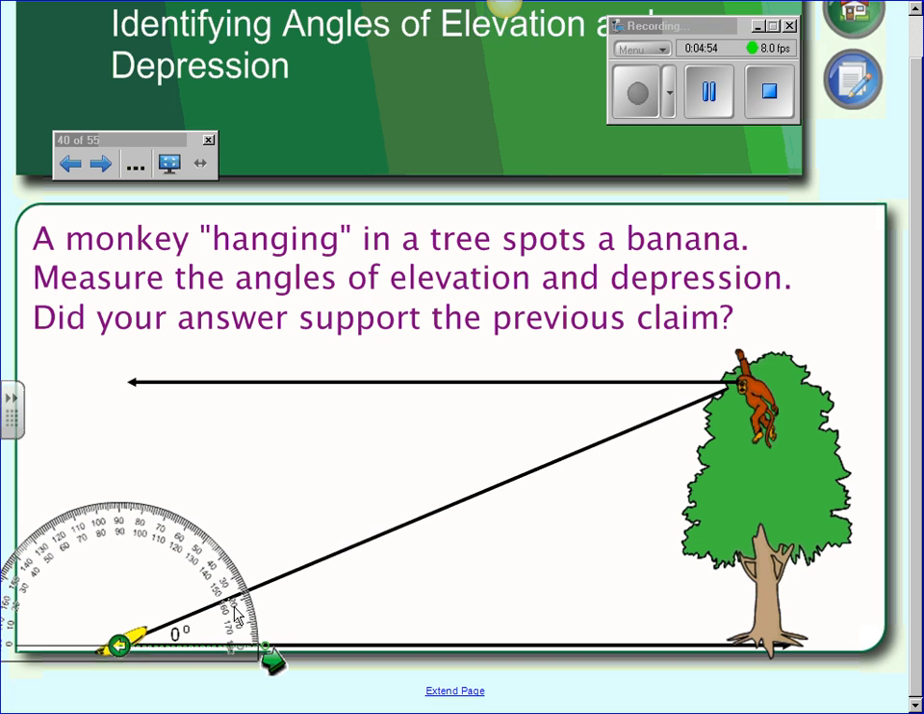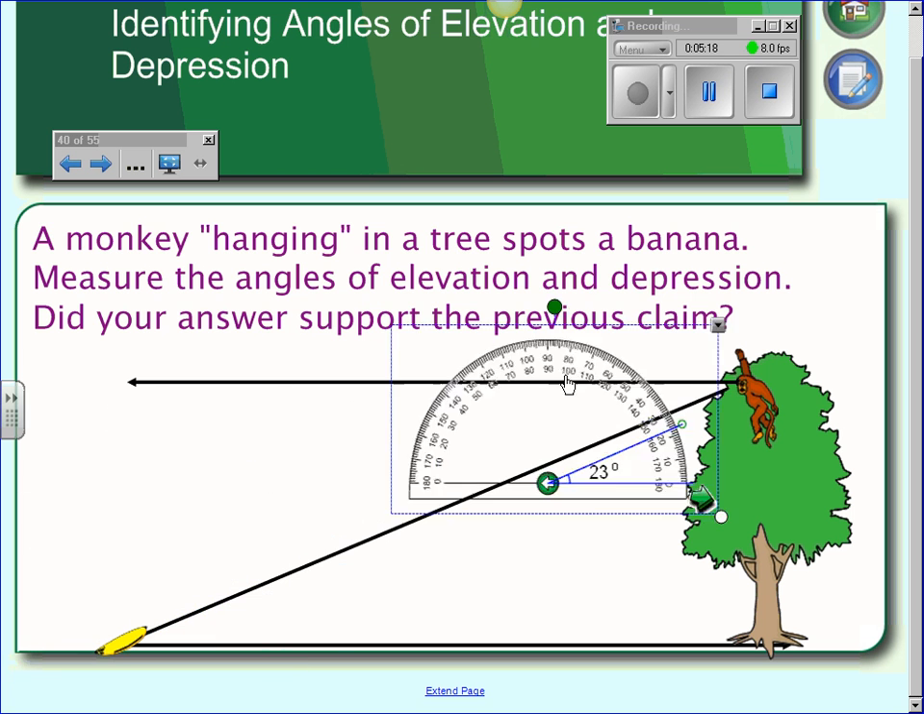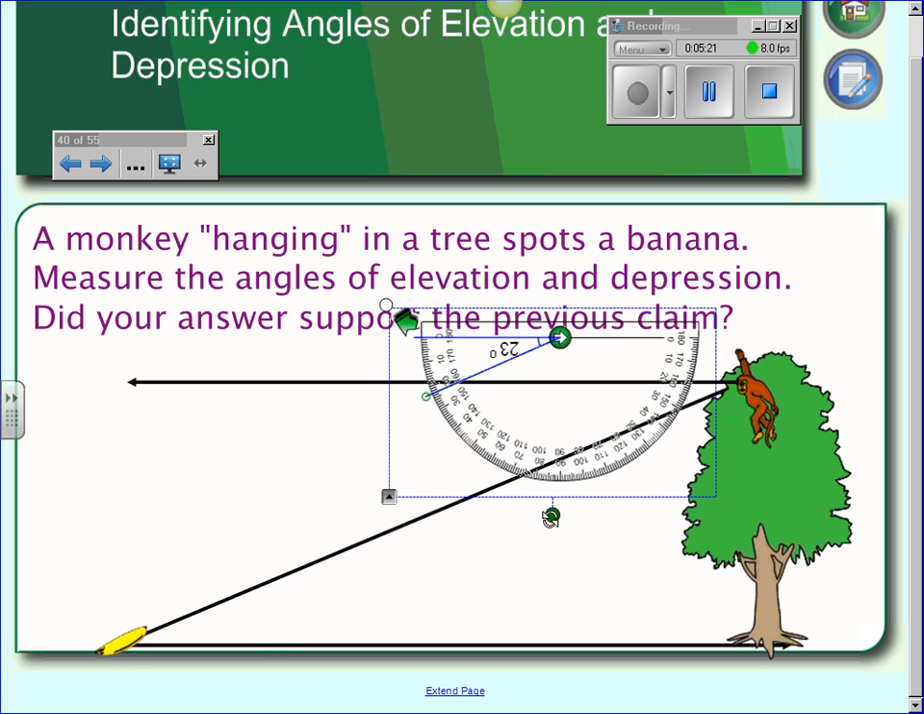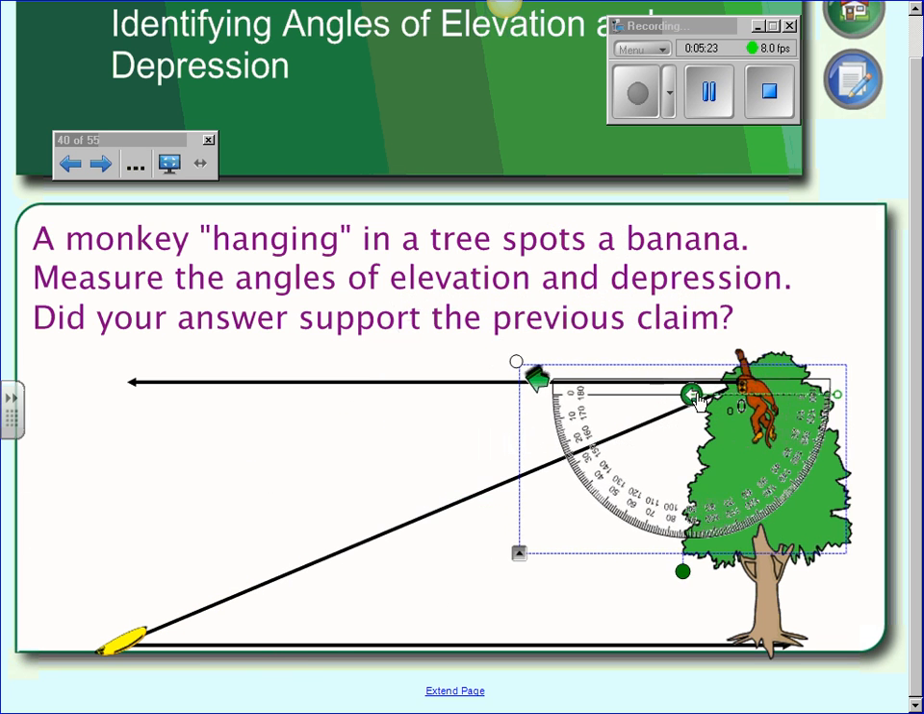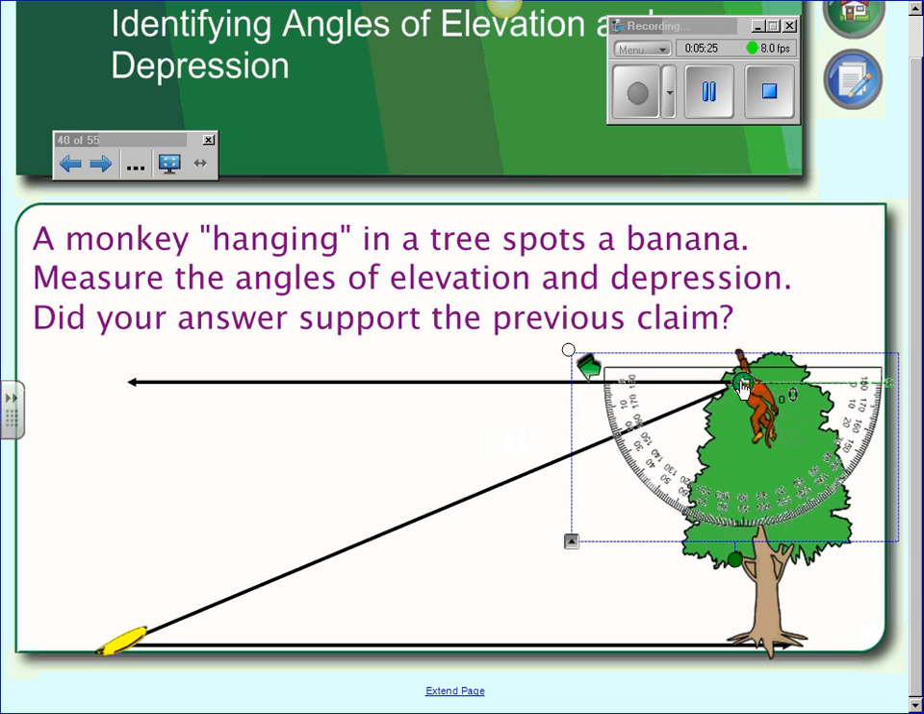So if you look here at the monkey, I've got it lined up perfectly, and it's kind of hard to see, but if I hit this little equal sign, do you see how it's 23 degrees? So this angle is 23 degrees. If I go up here and measure it and turn this, so I can measure again and get it right on the monkey, you're going to read this dial, and again, you're going to get 23 degrees.